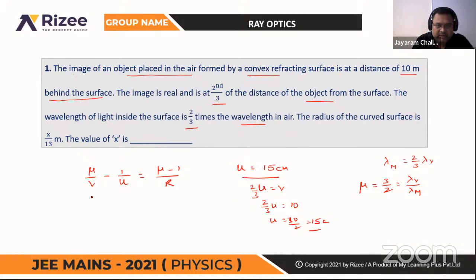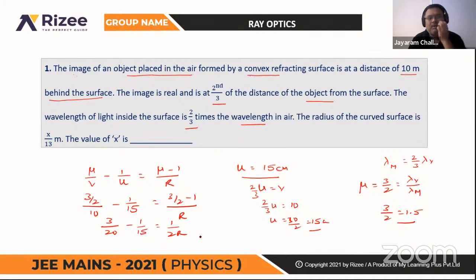Now put down every value here. The refractive index is 3 by 2, so 3 by 2 by 10 minus 1 by 15 is equal to 3 by 2 minus 1 by R. 3 by 2 is also equal to 1.5, so using that information also you can solve this. On solving, it's 3 by 20 minus 1 by 15 is equal to 1 by 2R. Or you just take the LCM and solve it. So you should be getting R equal to 30 by 13.